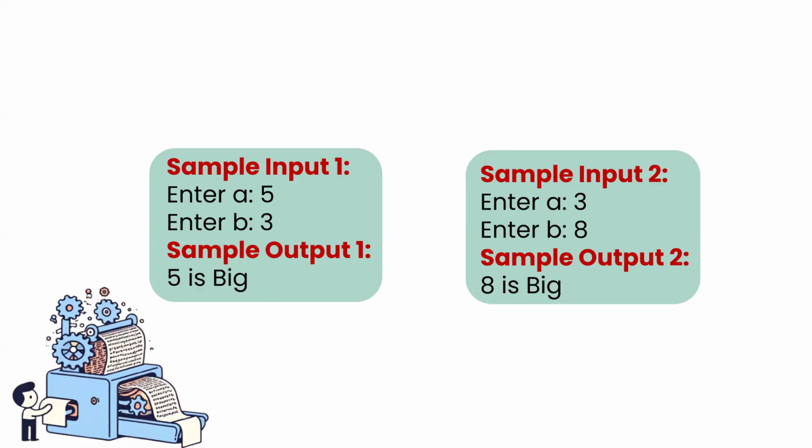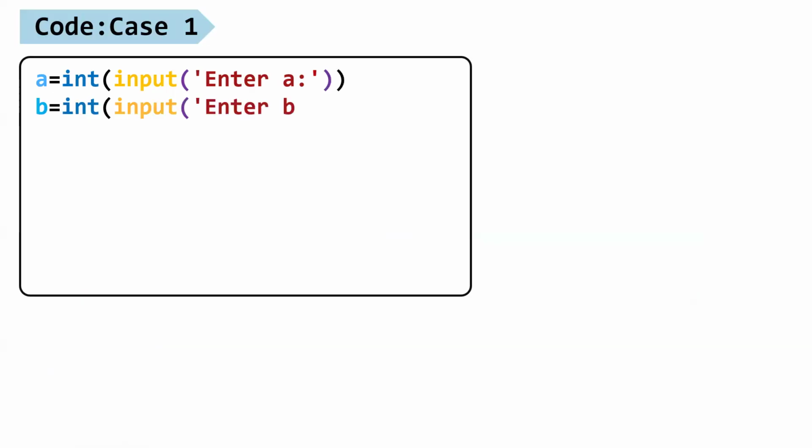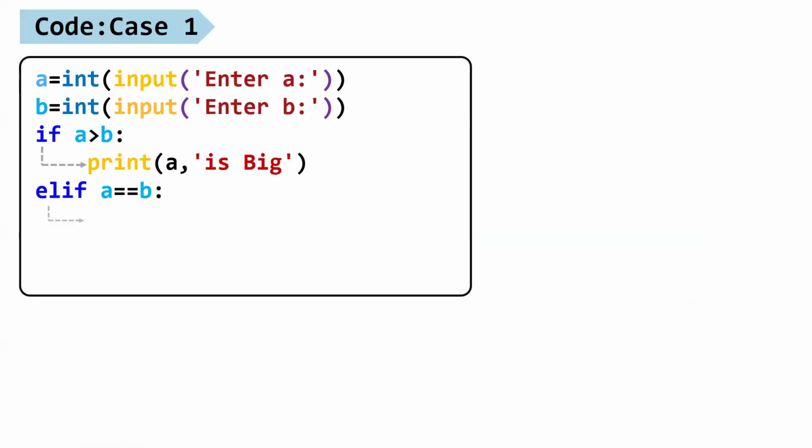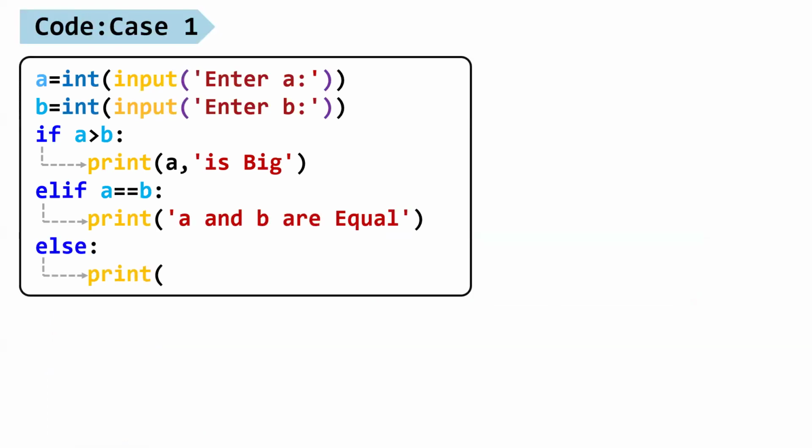So I have given you two numbers. We have one outcome where A is big. We have the other outcome where B is big. And we have one more outcome, that A and B can both be equal as well. Okay, so you need to also consider that one. So how many outcomes do we have? Three outcomes.